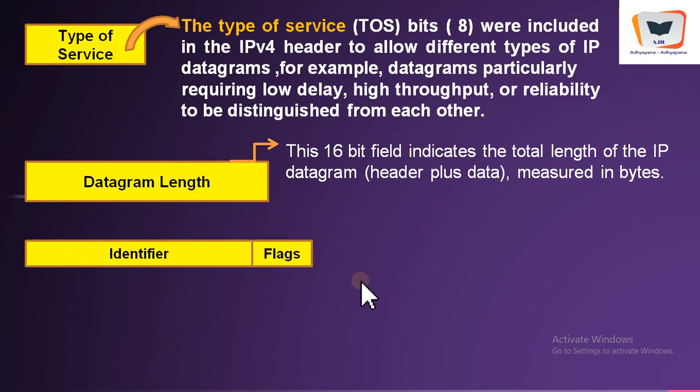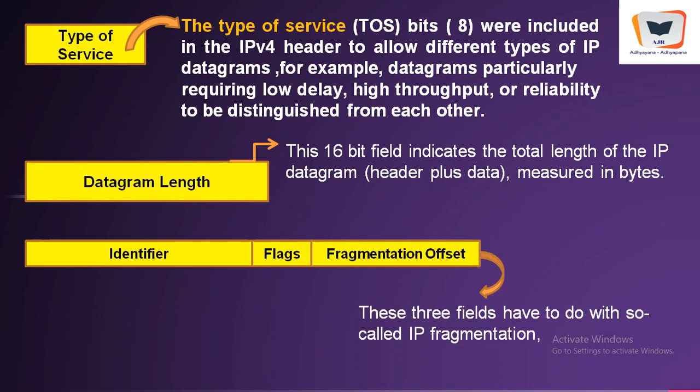The identifier field, the flags field and the fragmentation offset field are typically used during fragmentation and defragmentation of the datagram. Fragmentation and defragmentation are required whenever a datagram flows across heterogeneous networks, because different networks, different LANs, are capable of handling different lengths of datagrams. Therefore, in order to cut the datagram size in a network which can only hold a smaller datagram, this particular facility is provided.